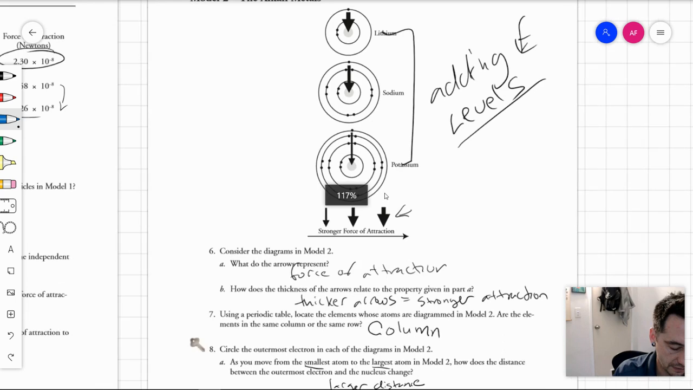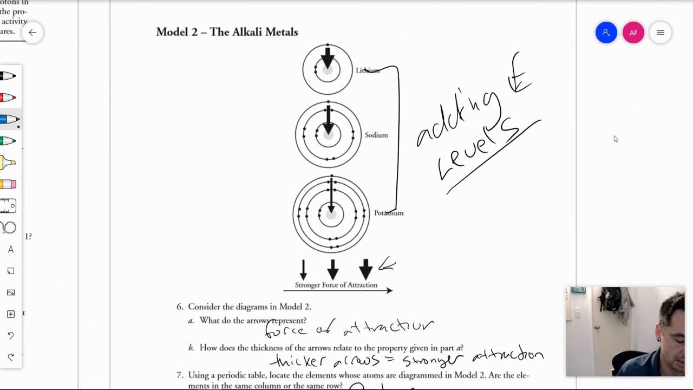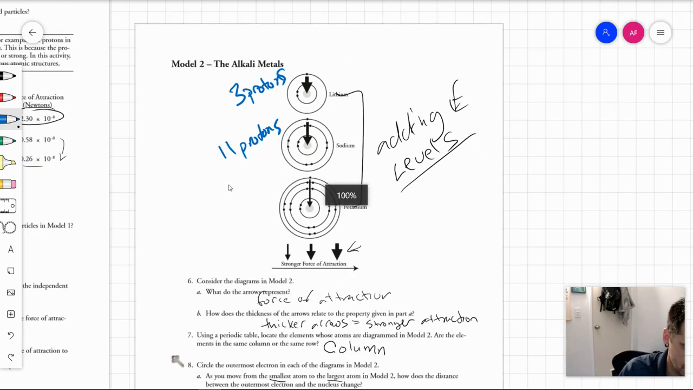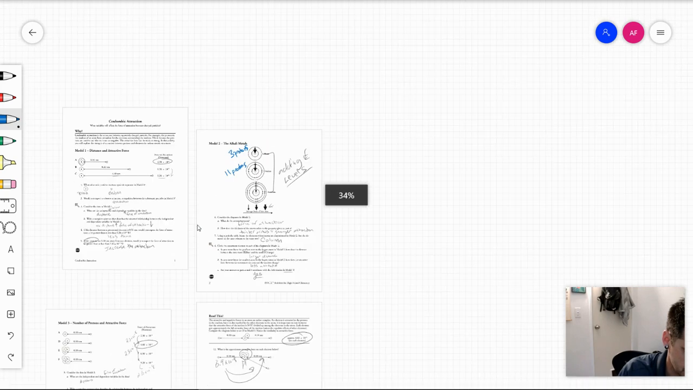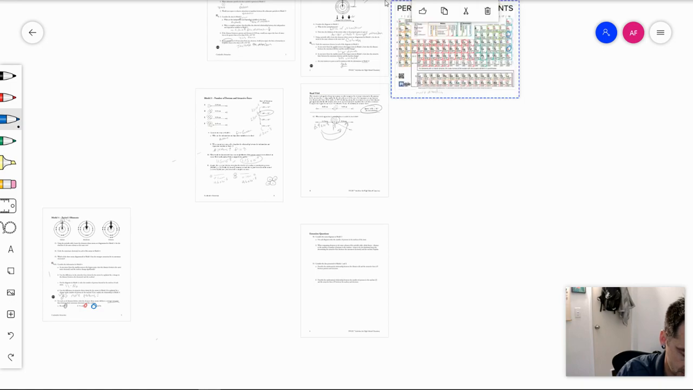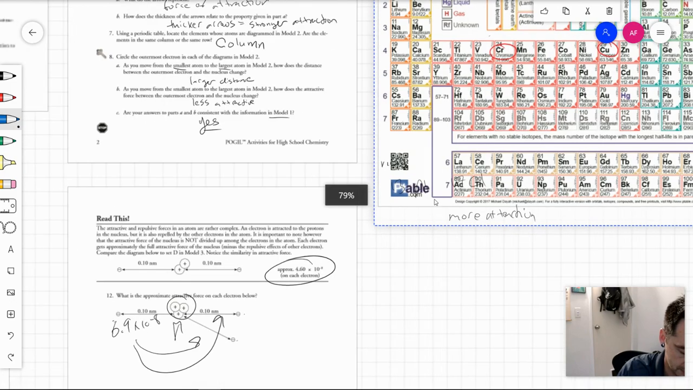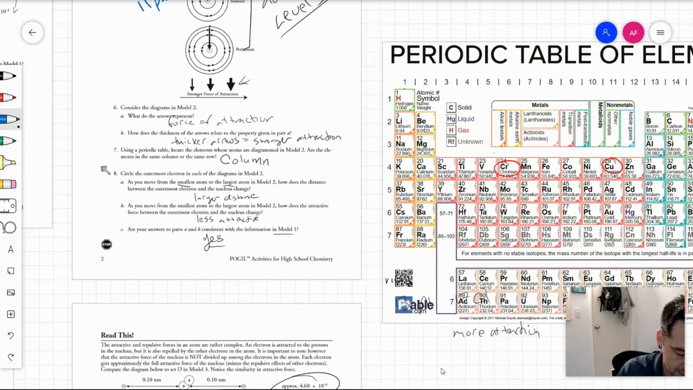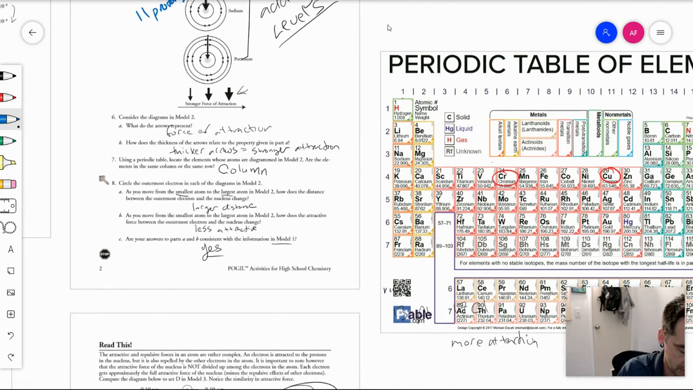So if we look here, lithium has 3 protons. Sodium, I believe, has 11 protons. And then I forget how many potassium has. I want to say 19, but I could be wrong. Let's look at it real quick. I'm right. Potassium has 19.